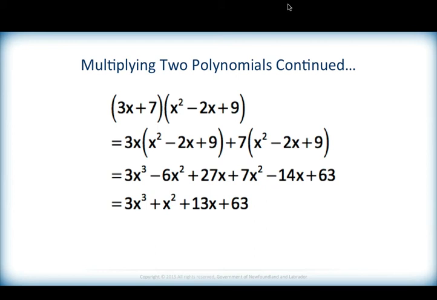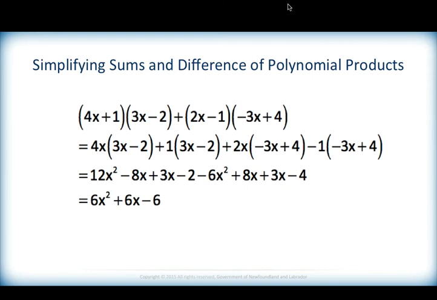If you want to verify that now, you could choose a number for x, substitute it in for the binomial and then for the trinomial, and do the same thing for our answer and see if the left-hand side equals the right-hand side.